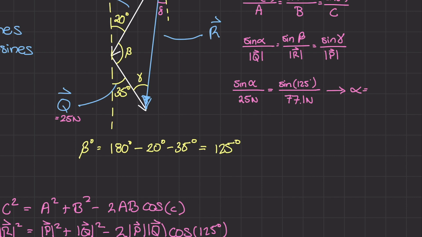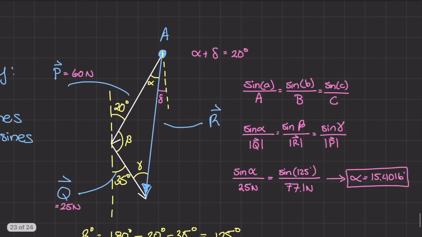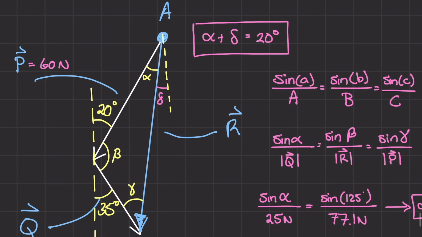And alpha ends up being about 15.4016 degrees. So there is angle alpha. And that only gives us part of the solution, right? Because we said that angle alpha plus angle delta gives us 20. And what we're trying to find is this delta angle right here, which is the angle that this resultant force R makes with this vertical.